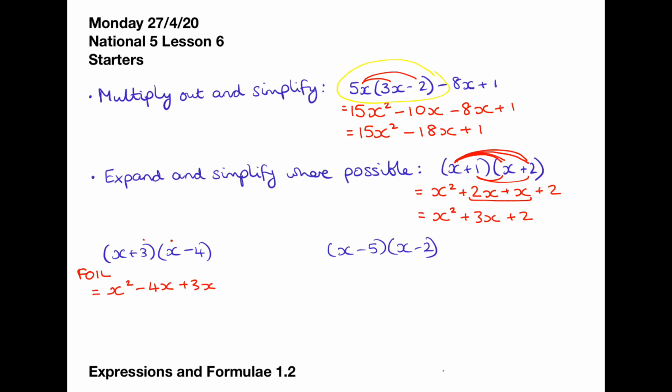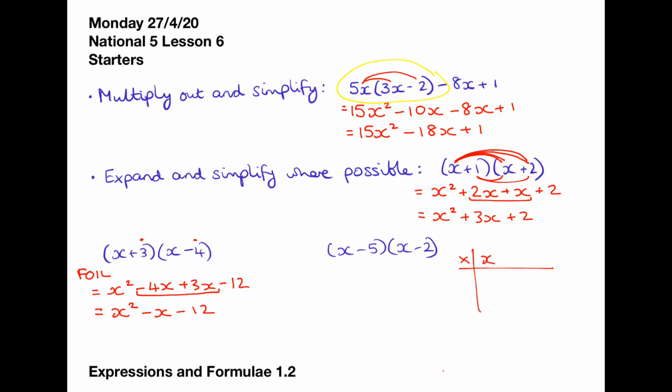And then the lasts are the end things in both brackets. So it's the last things in both brackets, a positive 3 times a negative 4. So that's minus 12. So we've got x squared, and then the combination here gives us minus x, and then minus 12. Okay, and then the last one, we'll use a table.